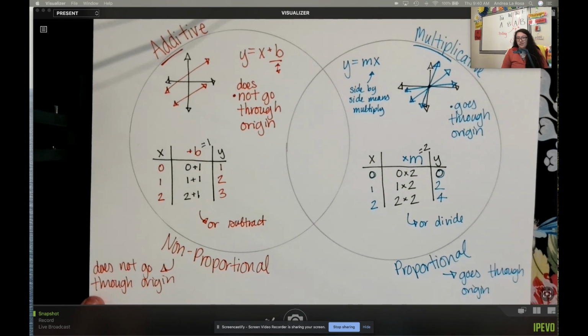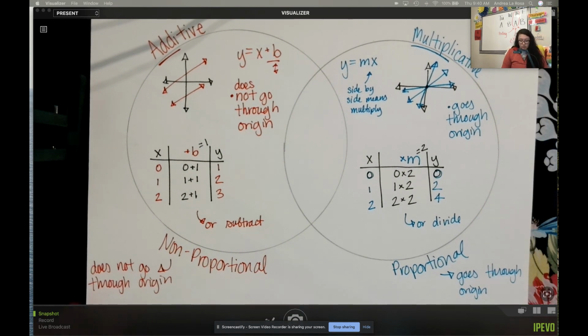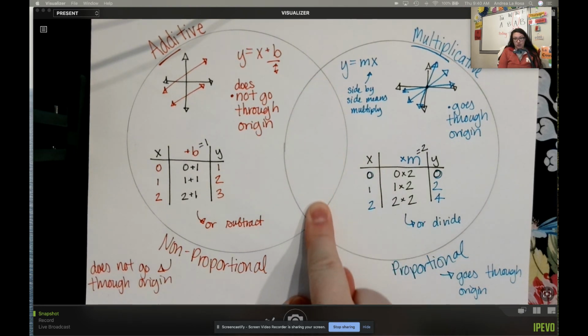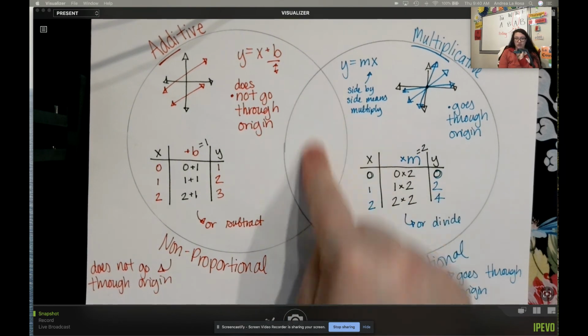Additive, multiplicative, we're not really going to be seeing those words anymore. Start shifting your mind to non-proportional and proportional relationships. At the end of the lesson, we're going to come and talk about this space in the middle and what it means when we take additive and multiplicative relationships and combine them together. What is that going to give us?